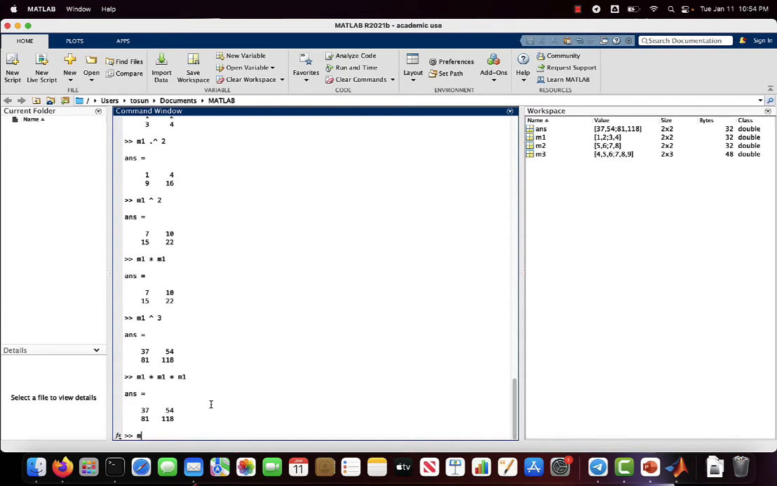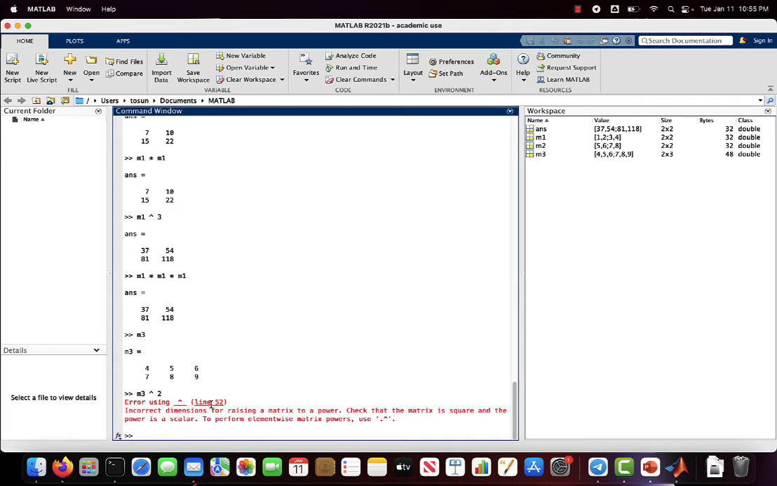Let's try it for m3. Let's remember m3. m3 was a 2 by 3 matrix, and let's m3 to the power of 2. This time it will throw an error.